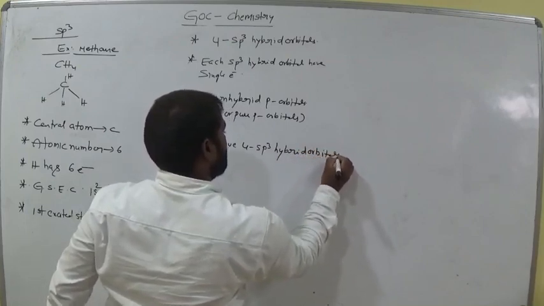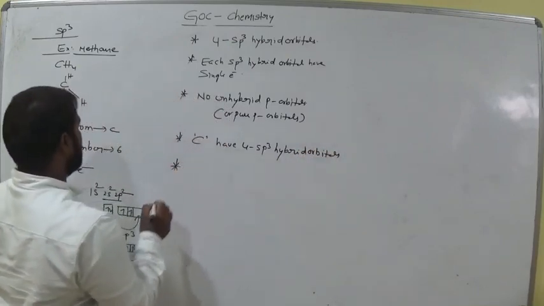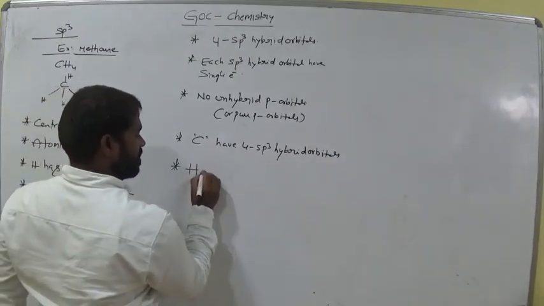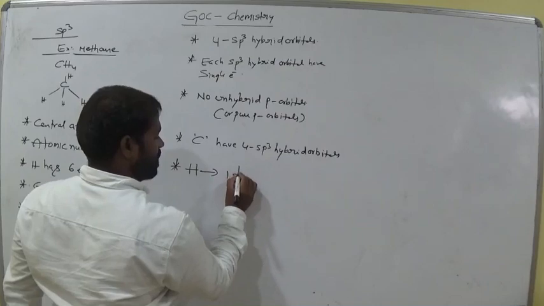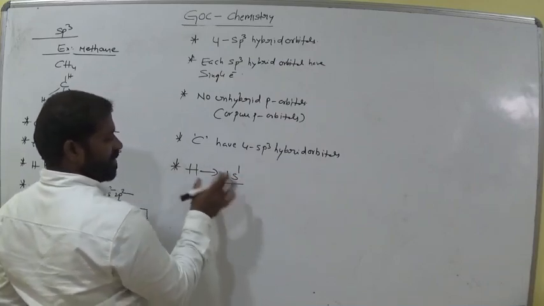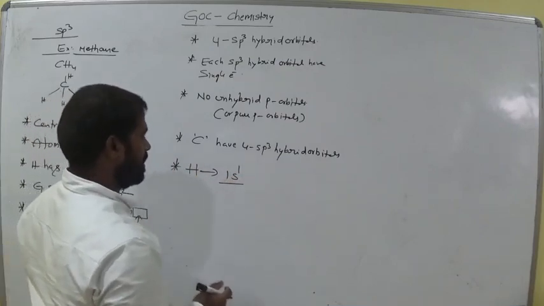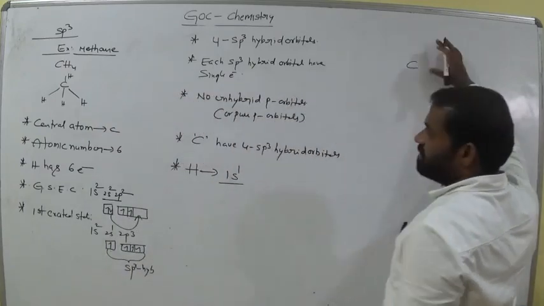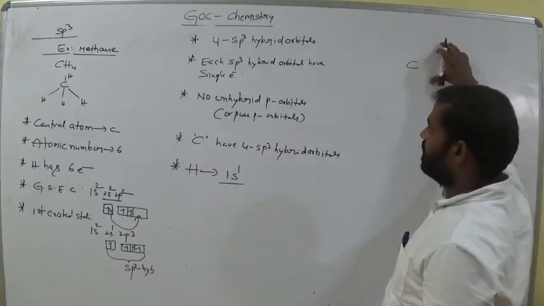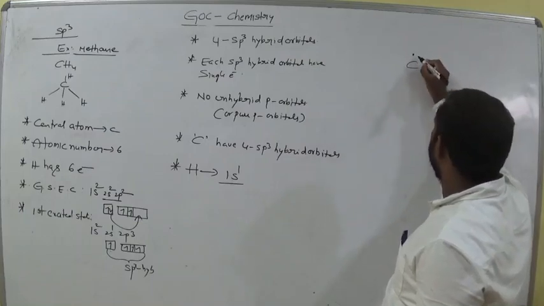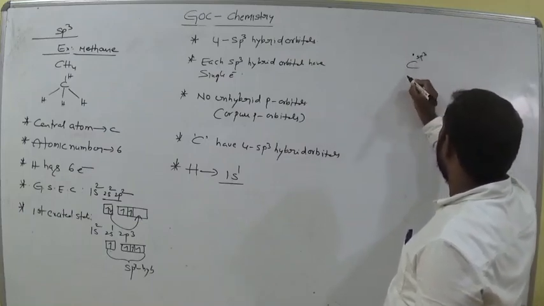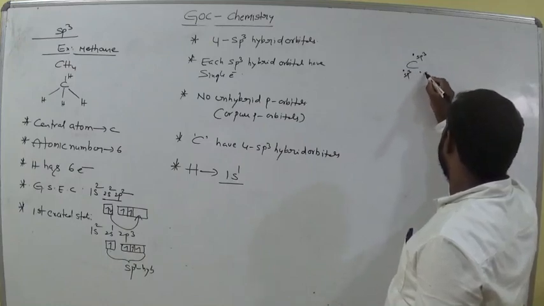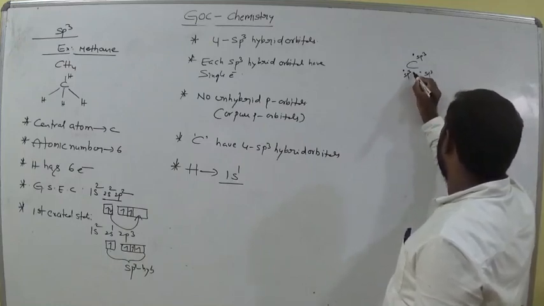Now let us come to this carbon bonded with 4 hydrogens. For hydrogen, the electronic configuration is 1s1, and the s orbital is involved with carbon. Now this is the carbon, which has 4 sp3 hybrid orbitals. This is the first sp3 hybrid orbital, this is the second sp3, this is the third sp3, and this is the fourth sp3.